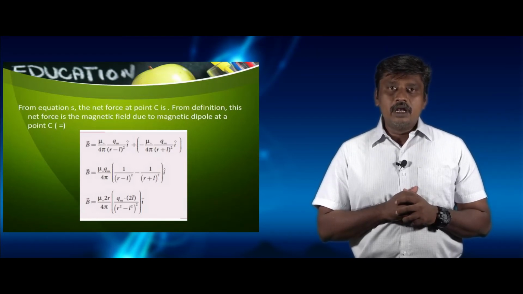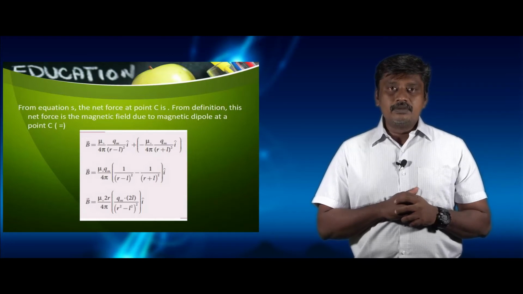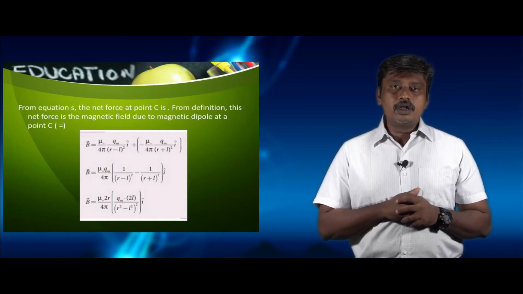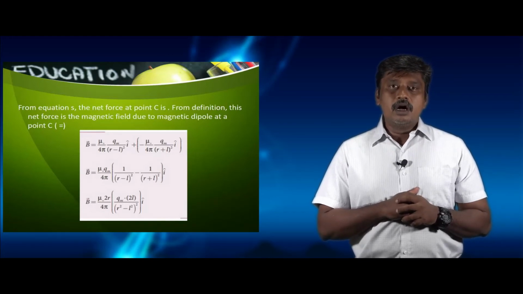Here 2L into Qm is nothing but the magnetic dipole moment, so we can replace this as Pm. Pm is equal to 2L into Qm, that is the product of any one of the pole strengths into the distance between the two poles. So the expression becomes F is equal to mu naught into 2R divided by 4 pi into Pm by (R square minus L square) the whole square.